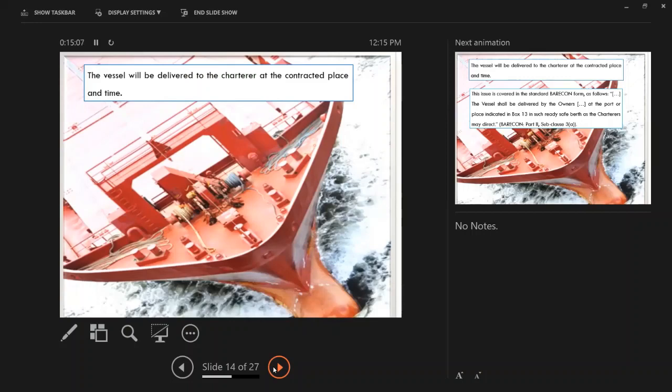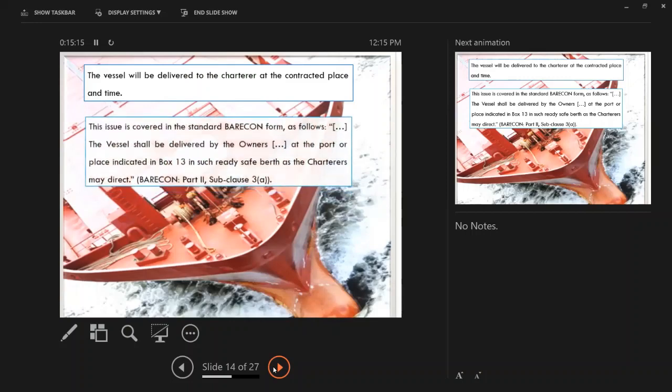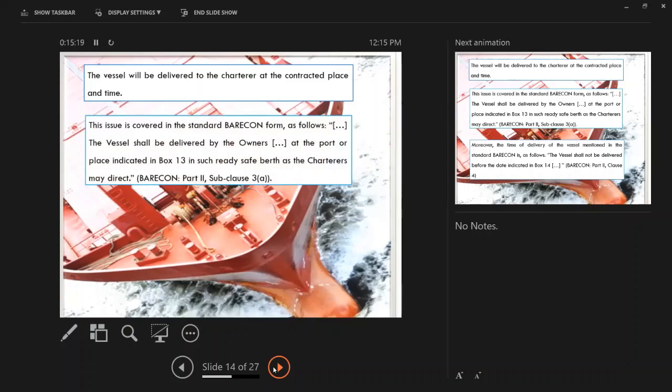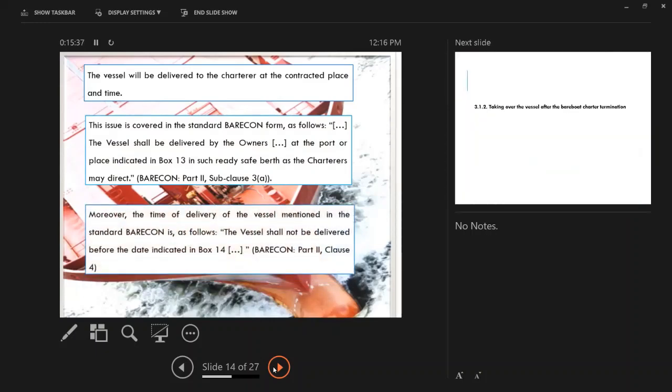So the vessel will be delivered to the charterer at the contracted place and at the contracted time. So according, for example, to Berkon, the vessel shall be delivered by the owners at the port and place indicated in the box in the first part of the contract in such ready safe berth as the charterers may direct. Plus, it was interesting also for me to see this one. There is also one provision in Berkon. According to this one, the vessel shall not be delivered before the date indicated also in one box in the first part of the contract. So it means that the place and the time of the delivery is really important. So it's not even possible to deliver the vessel before the date which is indicated in the standard bareboat form.